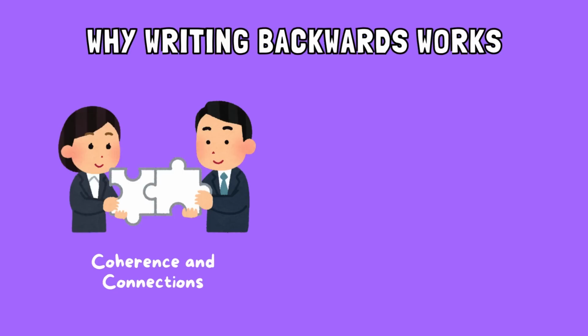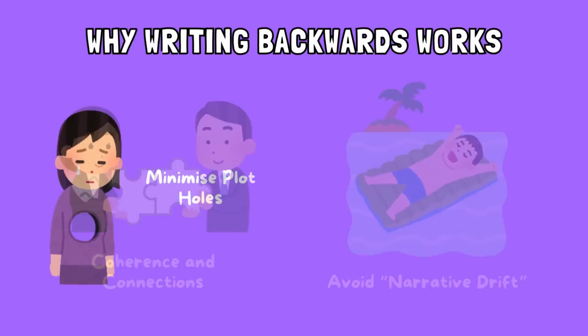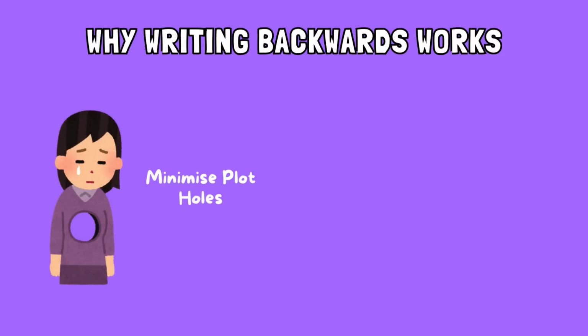Traditional forward planning often leads to what we call narrative drift, where writers discover interesting tangents and follow them, sometimes losing sight of the story's destination. Backwards planning anchors your creative decisions to a fixed point. Additionally, knowing your ending helps eliminate plot holes. You can ensure all storylines are properly resolved because you've already determined the conclusion each must reach.